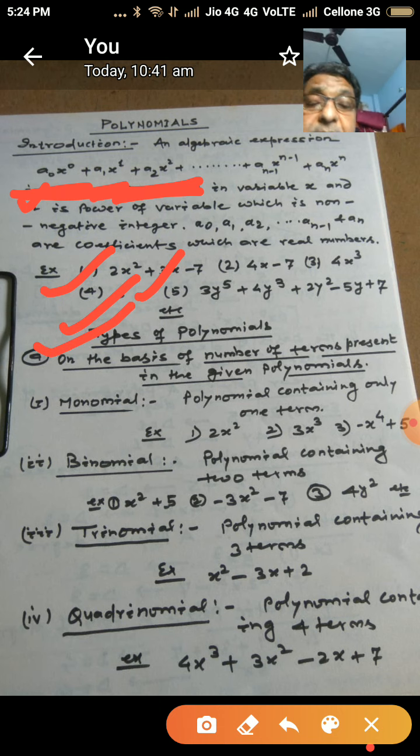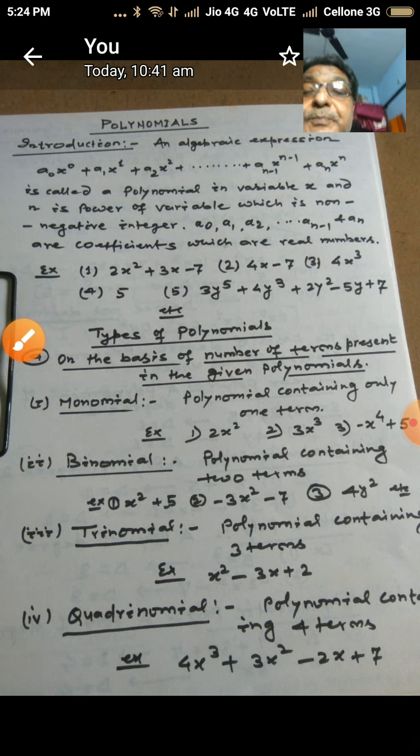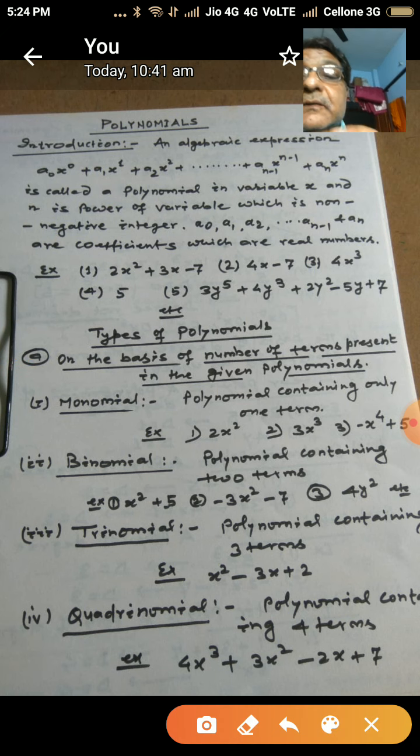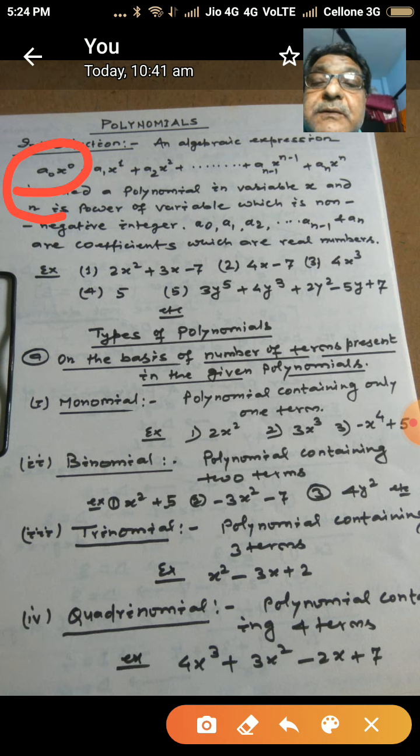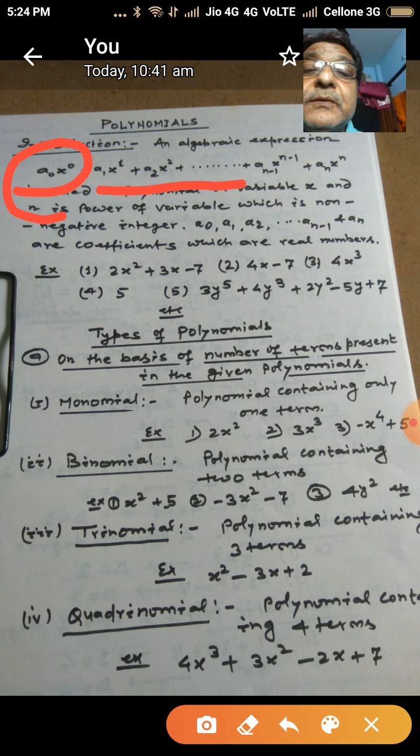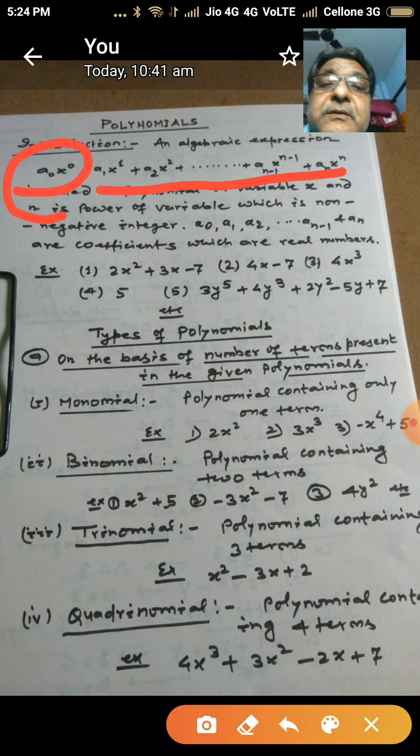You see how this constant 5 comes as an example of polynomial, because it is coming from only the first term where a0 coefficient is given 5 and x is to the power 0 which is equal to 1, and the remaining coefficients are all 0 which makes all those terms 0. So we get the example of 5. So I think it is now very clear.